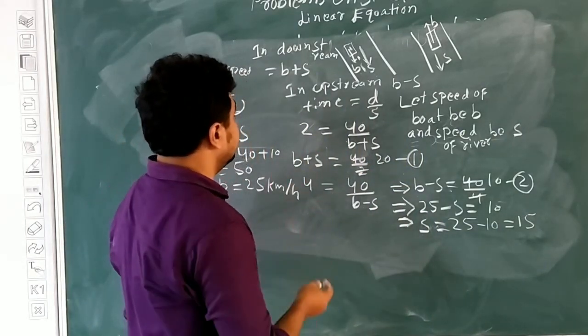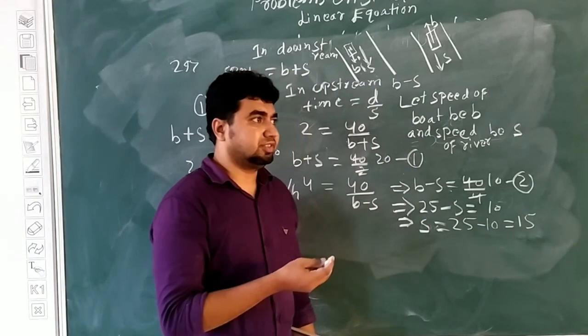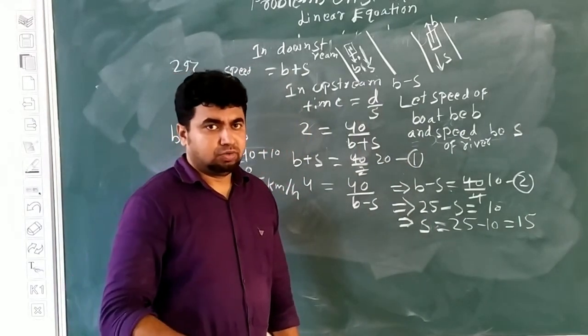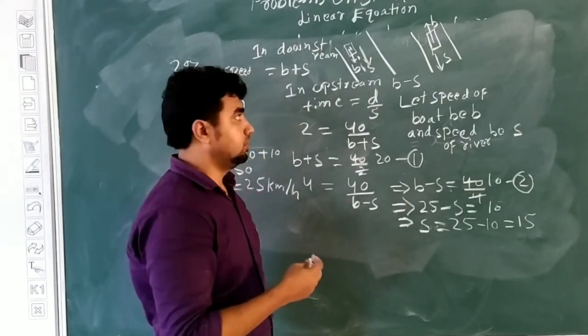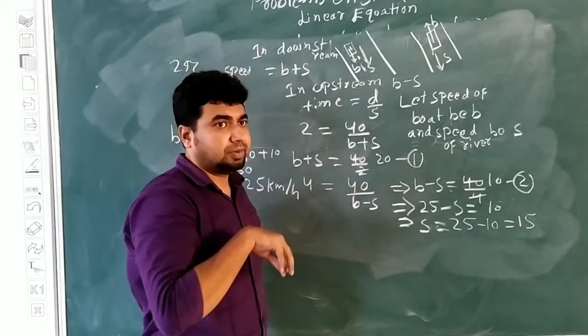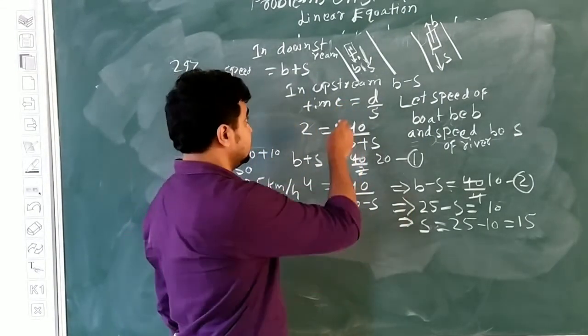So in upstream, boat speed will be less because of the downward motion of the stream, because it will be resisting the boat. But in the downstream, it will be supporting. That's why it is increasing.